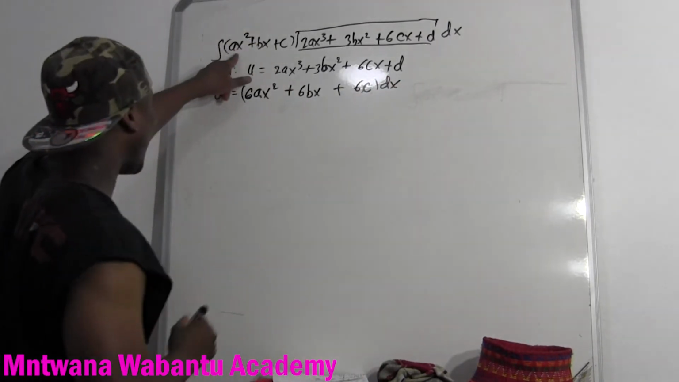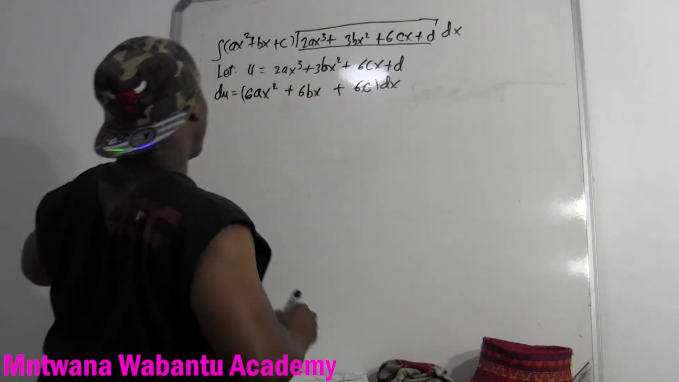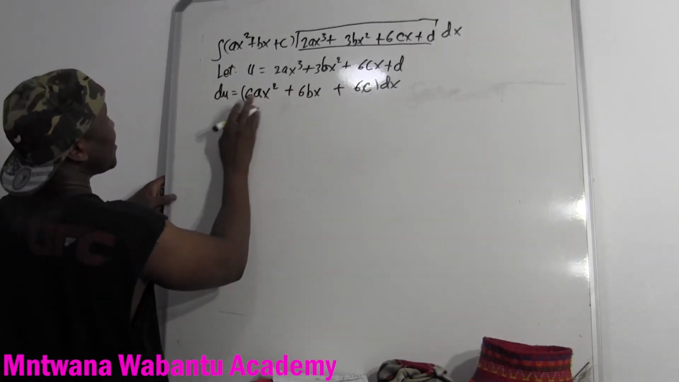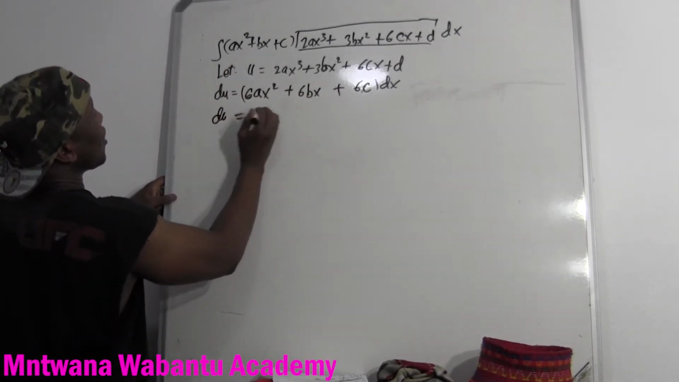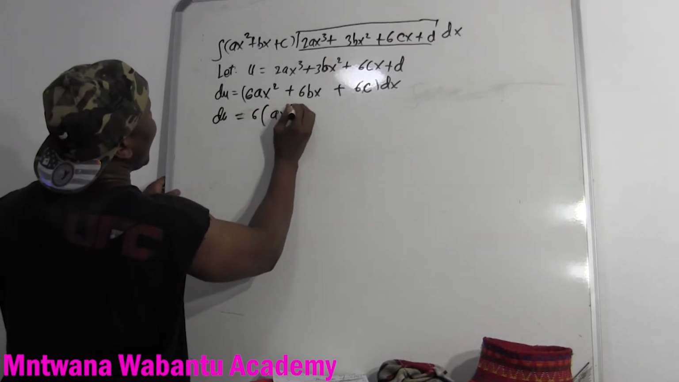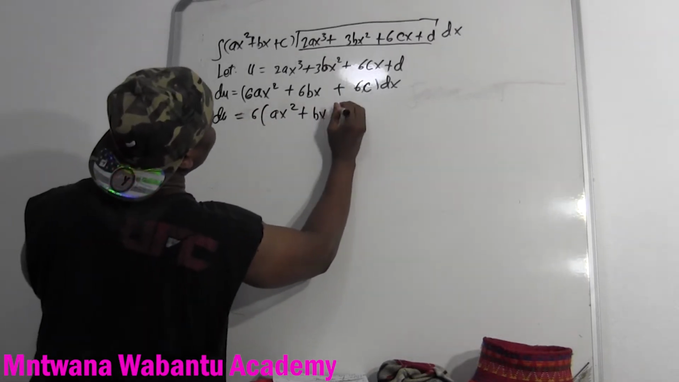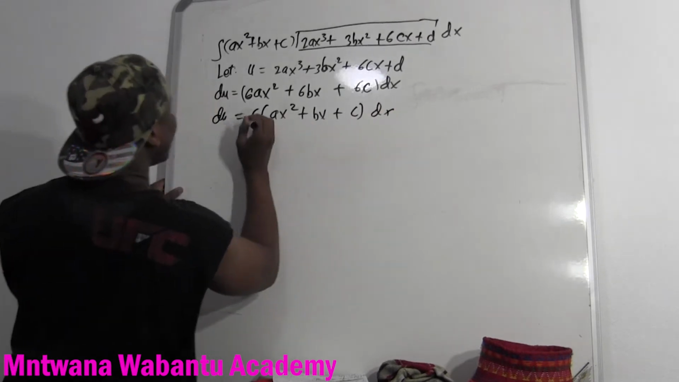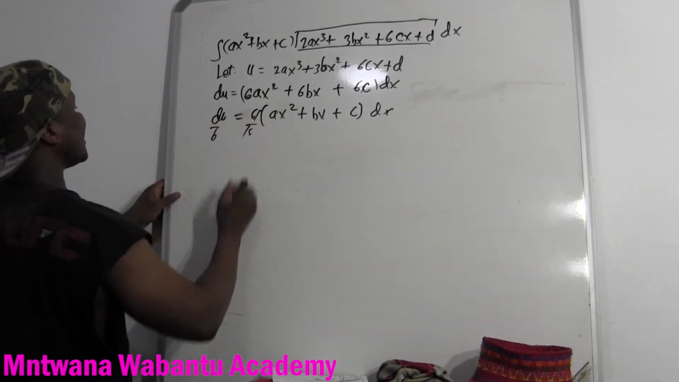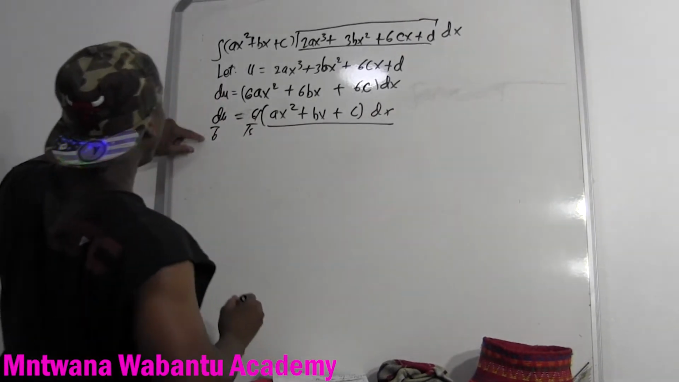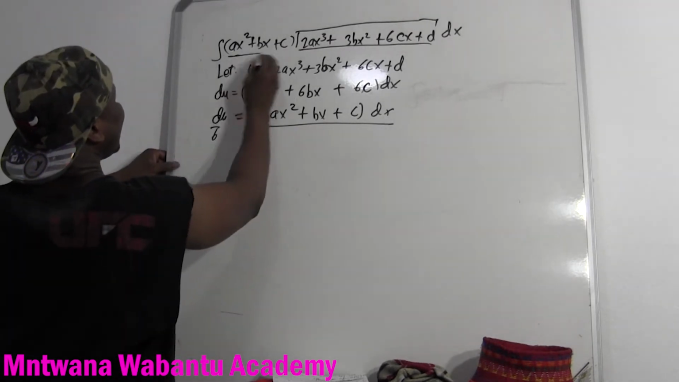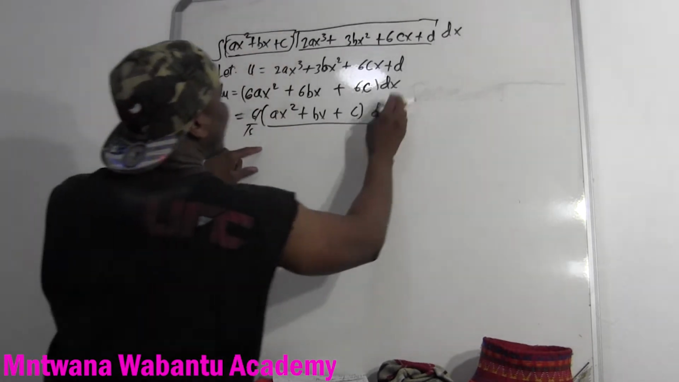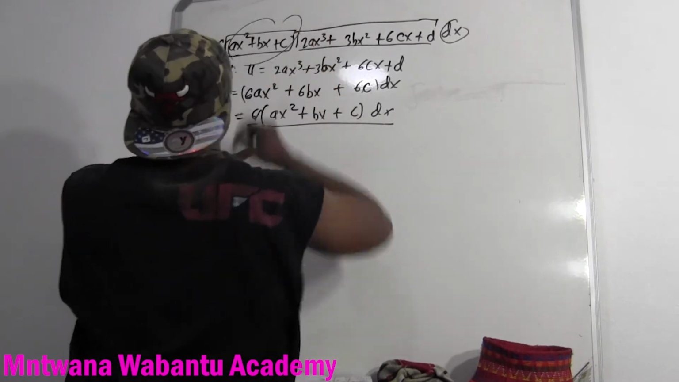So I'll take 6 out. If I take 6 out, it's going to be du divided by 6. Let me just go slowly. So it's going to be (ax squared plus bx plus c) dx divided by 6. So this and this can just cancel. So all this stuff, du over 6, means if I replace this with the dx together, all of them equal du over 6.